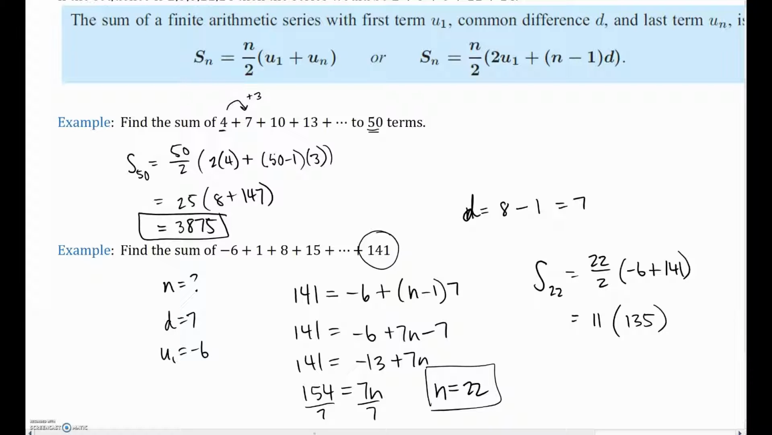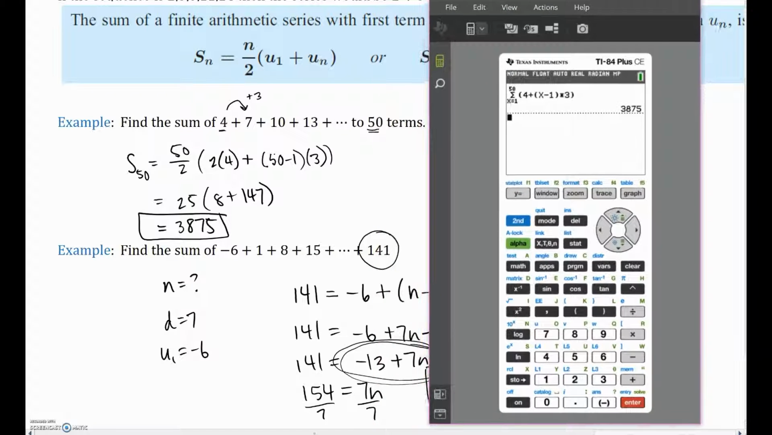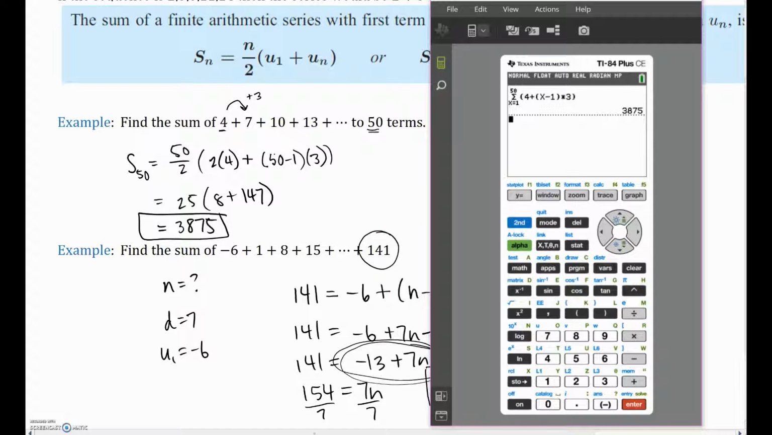I get 1485, I believe. 1485. In fact, I can check on my calculator, because I do have a formula now, right? This is the formula that's creating the list of numbers. So if I do that, I would just go math 0. X goes from 1 to 22, we said. So 1 to 22. And the formula was negative 13 plus 7x. And it says it is 1485.